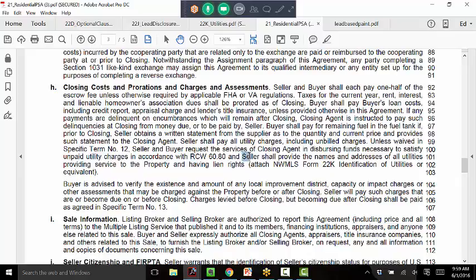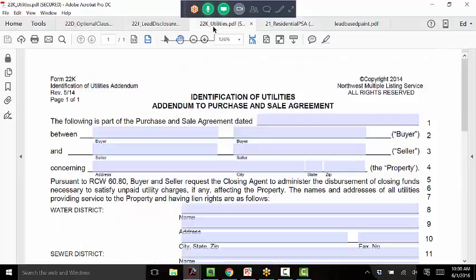It goes on to say, seller shall provide the names and addresses of all utilities providing service to the property and having lien rights. Attach MLS Form 22K or the equivalent. So you don't have to use that form. You just have to give them a list, right? But the list is signed by both buyer and seller when you use Form 22K. So let's go through it.